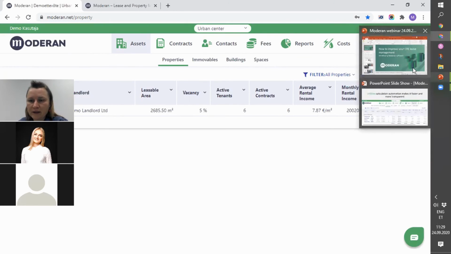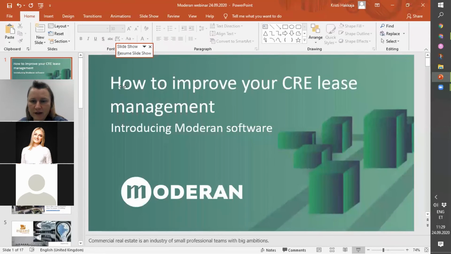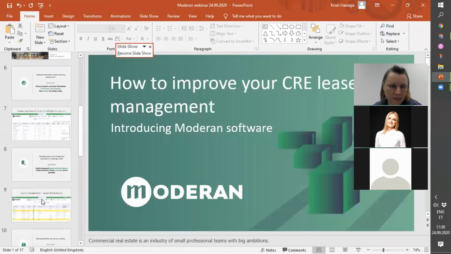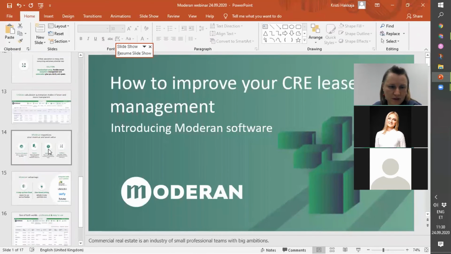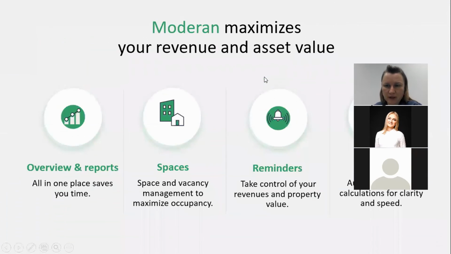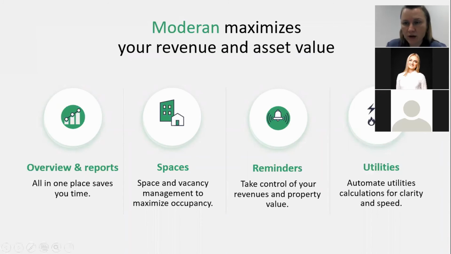But now coming back to today's topic, I also want to summarize a bit the topics that we discussed. So as I mentioned, the four key aspects that help any commercial real estate landlord and property owner to maximize their revenue and asset value is taking care of these four pain points.